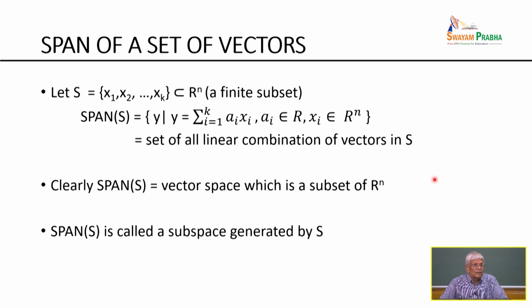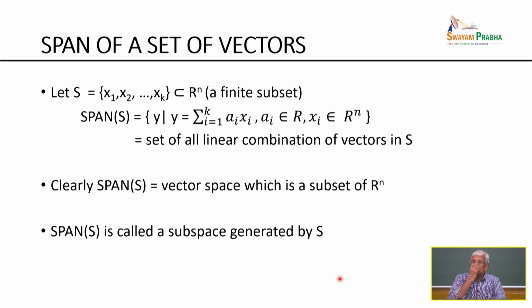Are you with me? So let's consider R3. The two-dimensional plane x1, x2 is a subspace of R3, but it's a vector space itself. Everybody? In other words, a subspace can inherit the same property as the whole. So span is also called the subspace generated by S.